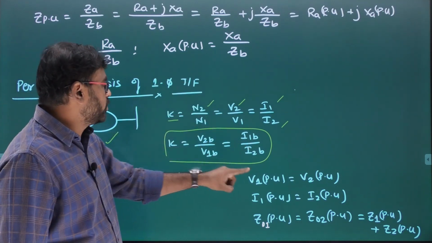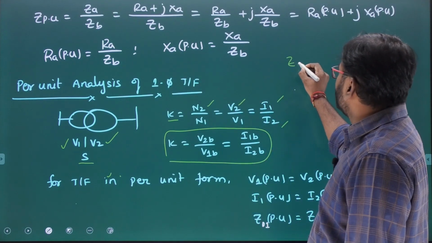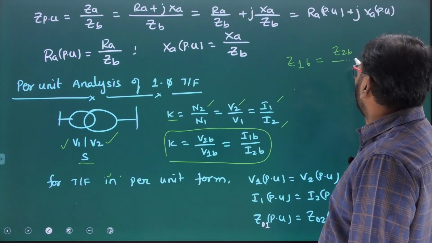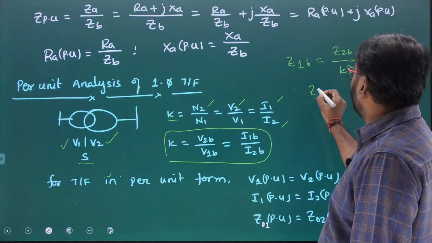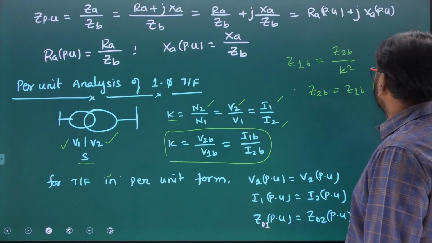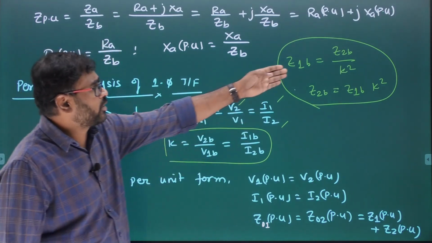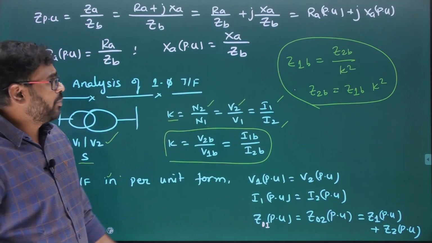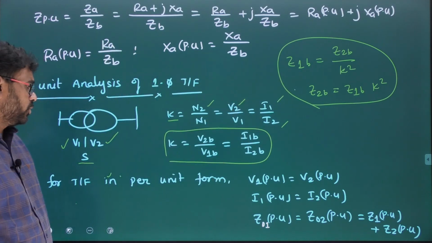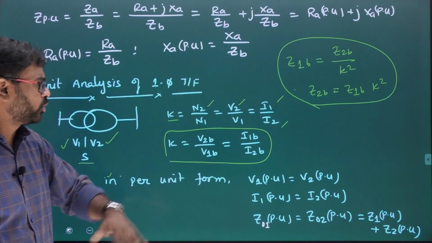I can write I1 base equal to K times I2 base, and similarly Z1 base equal to Z2 base by K square, and we can write Z2 base equal to Z1 base into K square. These formulas are always valid, because these formulas are valid with the original system, I mean to say the actual system, and also valid with the base also.